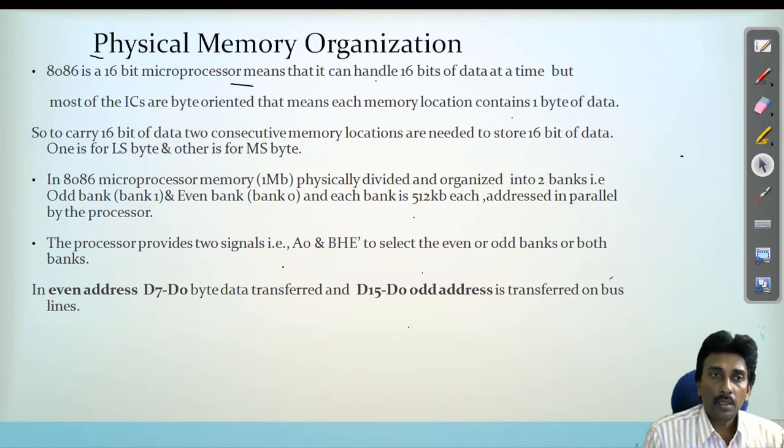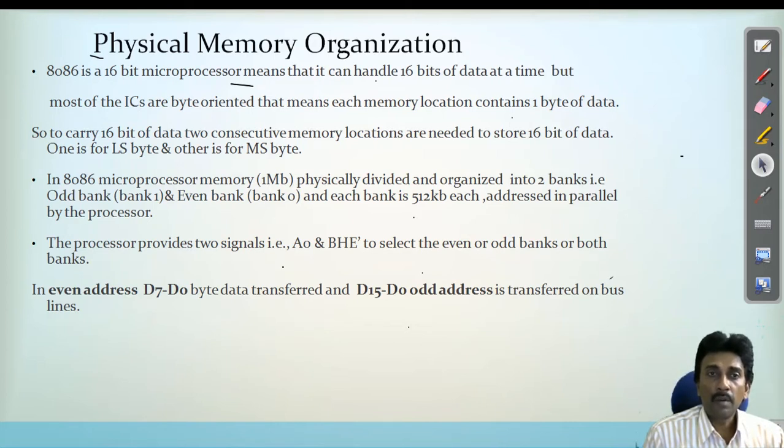We already know that the 8086 is a 16-bit microprocessor, which means that it can handle 16 bits of data at a time. But most of the ICs are byte oriented. That means that each memory location contains 1 byte of data. In fact, the memory will be separately connected to the microprocessor. So here two memory chips will be used to store two consecutive bytes.